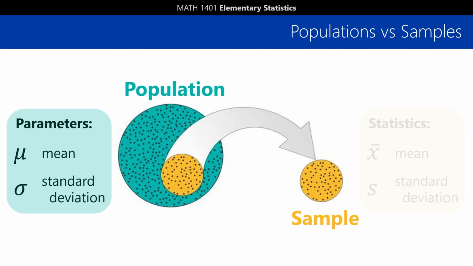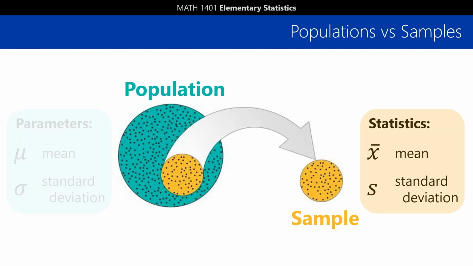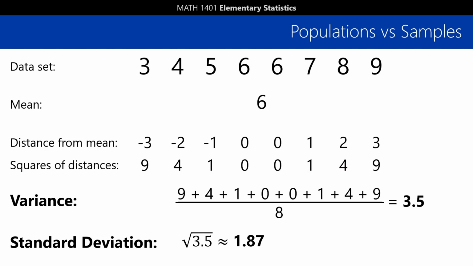So for the population, we use mu for the mean and sigma for the standard deviation, while for the sample, we use x bar for the mean and s for the standard deviation. And that actually leads to a small technicality we have to be careful of. Those steps we followed for finding the standard deviation are actually the steps for a population standard deviation. We're assuming our data is the entire population.